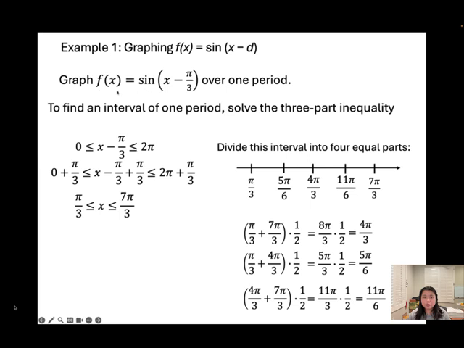Okay, we want to graph this function. What we're going to do is set the argument in between 0 and 2 pi. By solving this 3-part inequality, we get the first point and the last point, which are pi over 3 and 7 pi over 3. And then we use the midpoint formula. Add them up and divide by 2 to get the middle one. Add up and divide by 2 to get the second one. And these two added up and divided by 2 to get the fourth one. Okay, right?